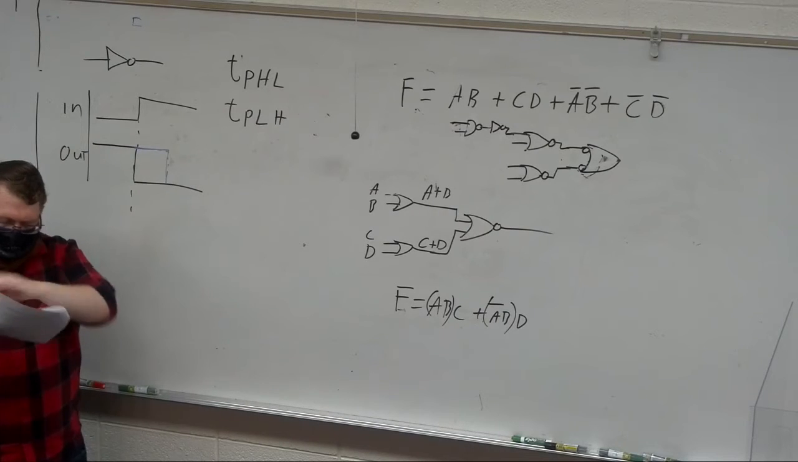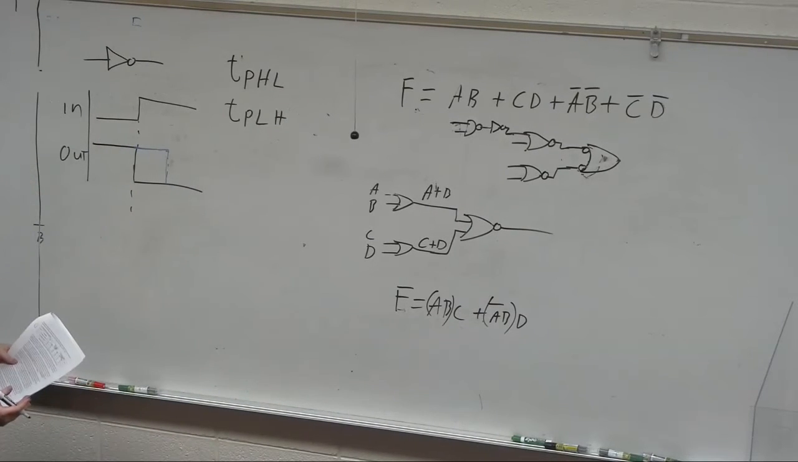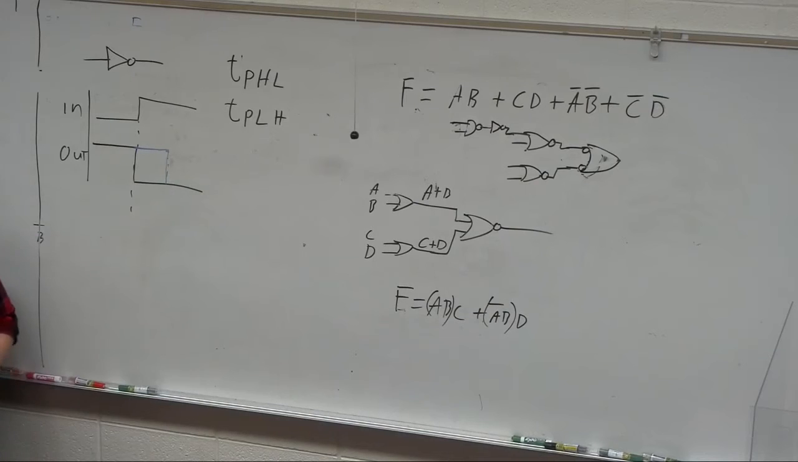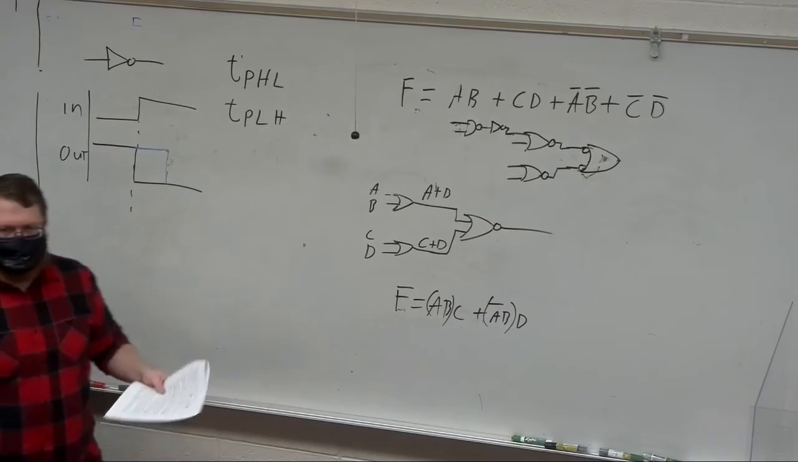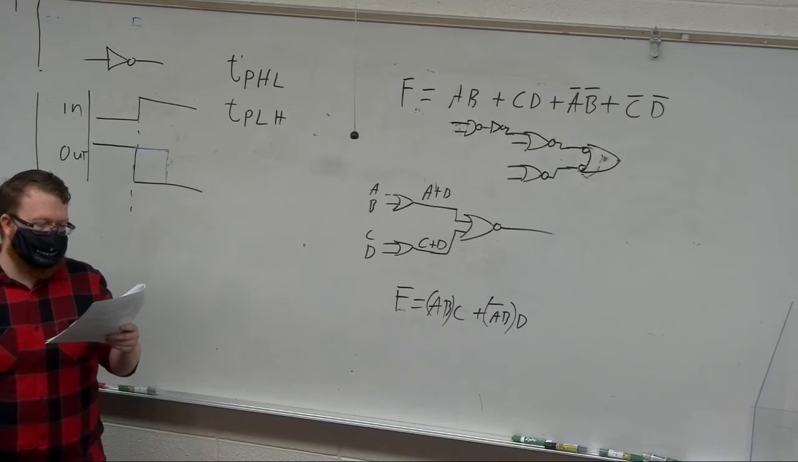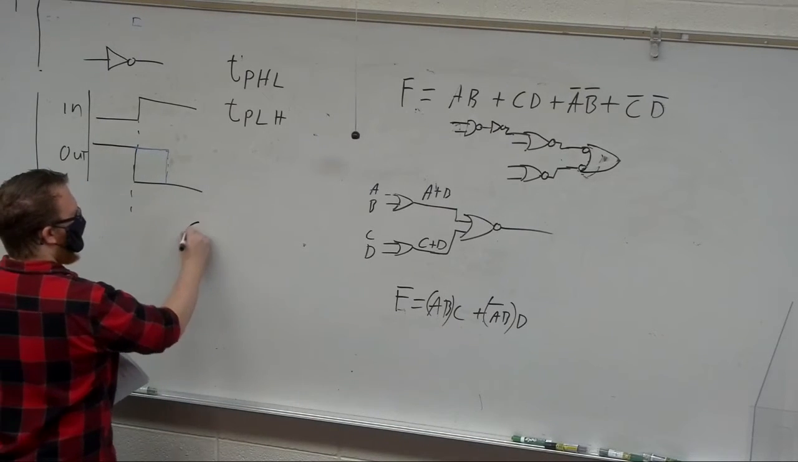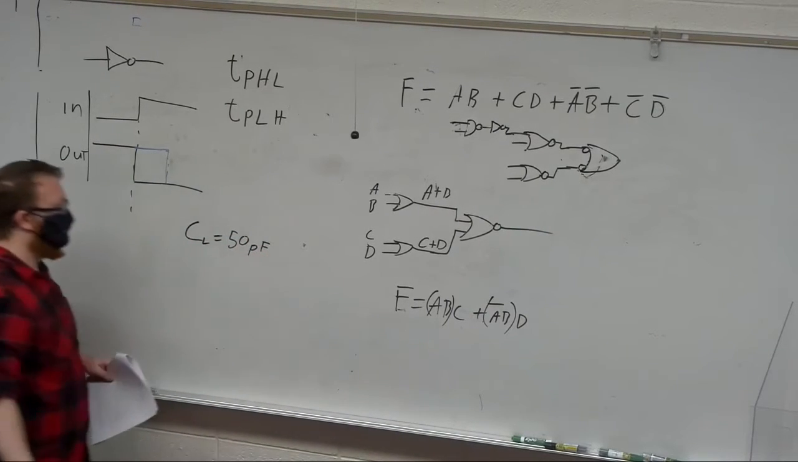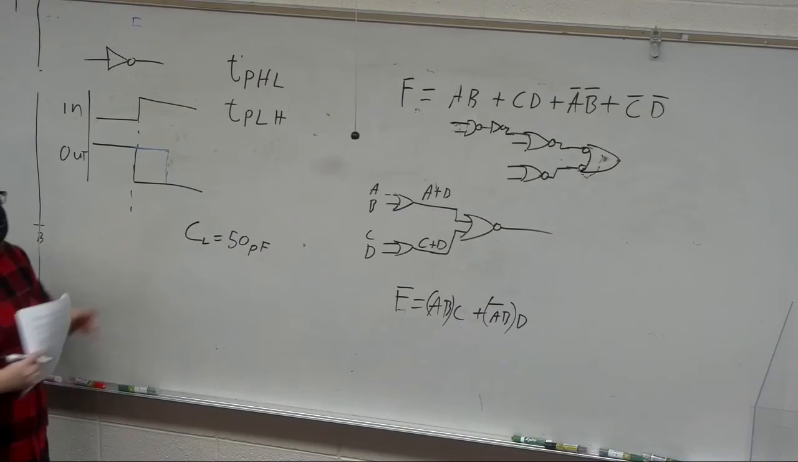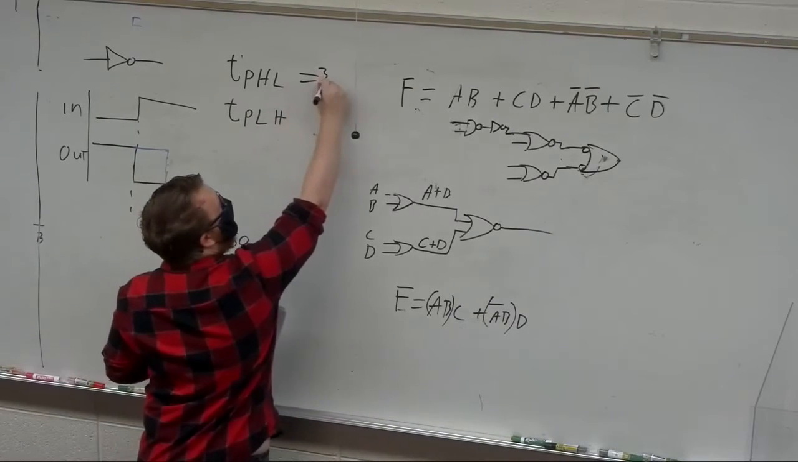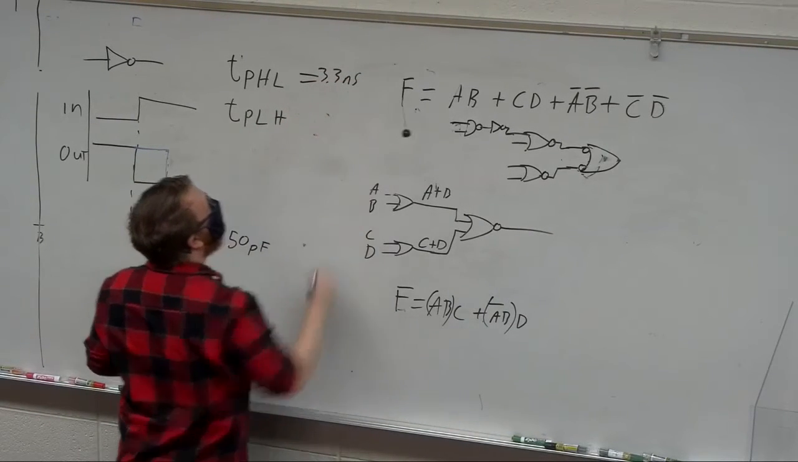A couple things that you need to be aware of with the propagation delay is it is dependent upon a couple of things. It is dependent upon the number of devices connected at its output. So you'll see it as CL equals 50 picofarads. So that's saying you will get some propagation delay, whatever I say. So say this equals 3.3 nanoseconds.